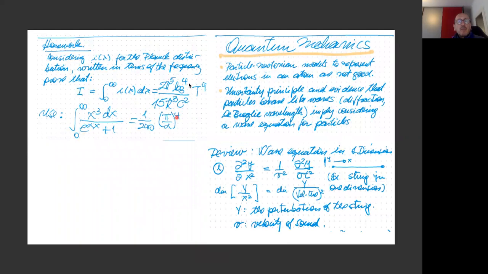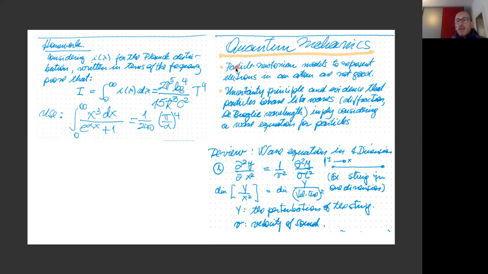So here I have the homework that I mentioned to you before. You should try to work this out: find out if you can calculate the intensity of emitted radiation as a constant times T to the fourth, beginning from the Planck radiation law, and you can use this as a hint for doing the integral. I'm sure you can do the integral by yourself, but use this in order to simplify your calculus. So, quantum mechanics.